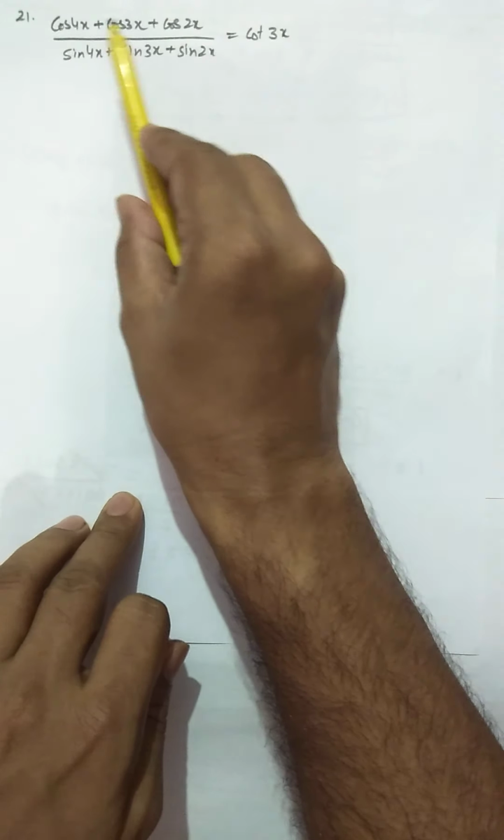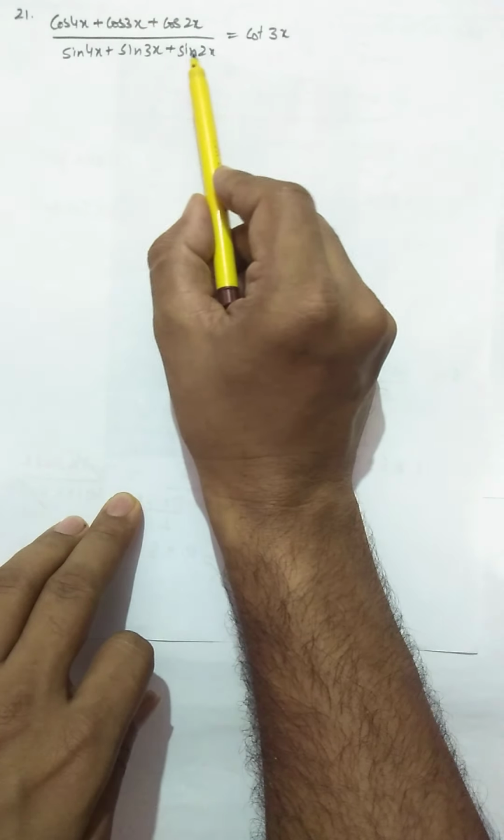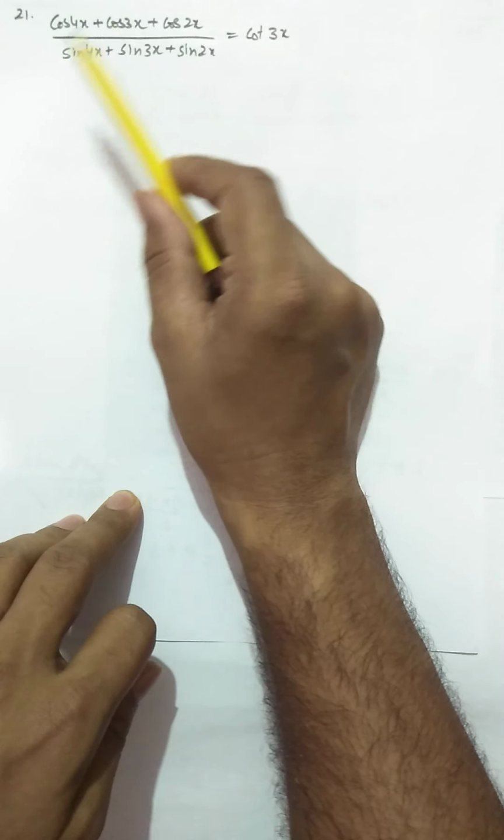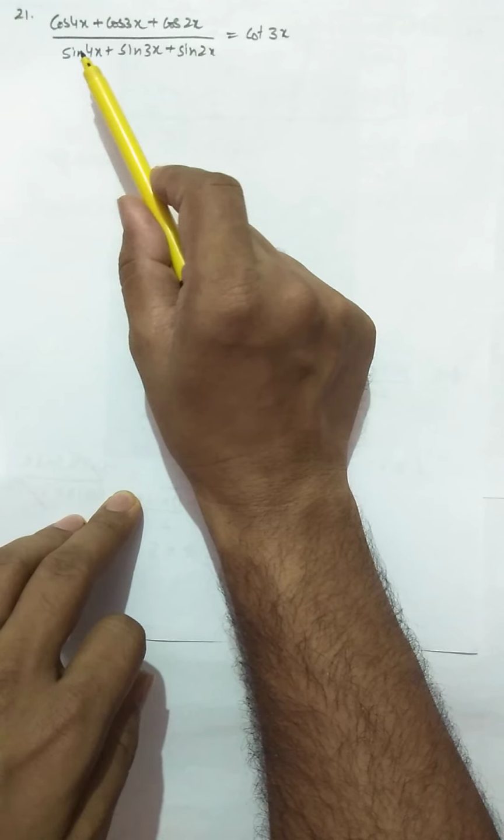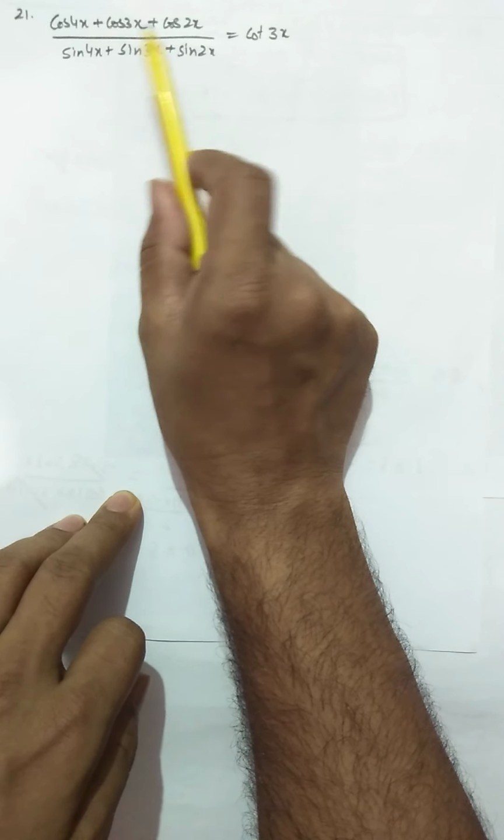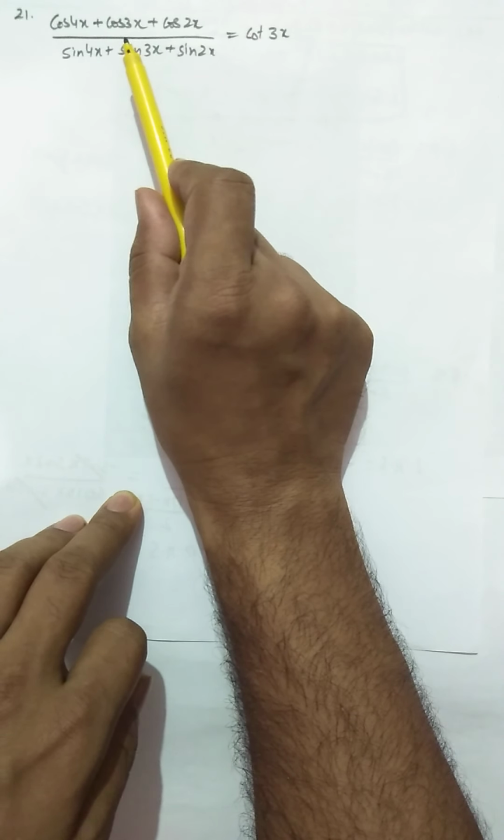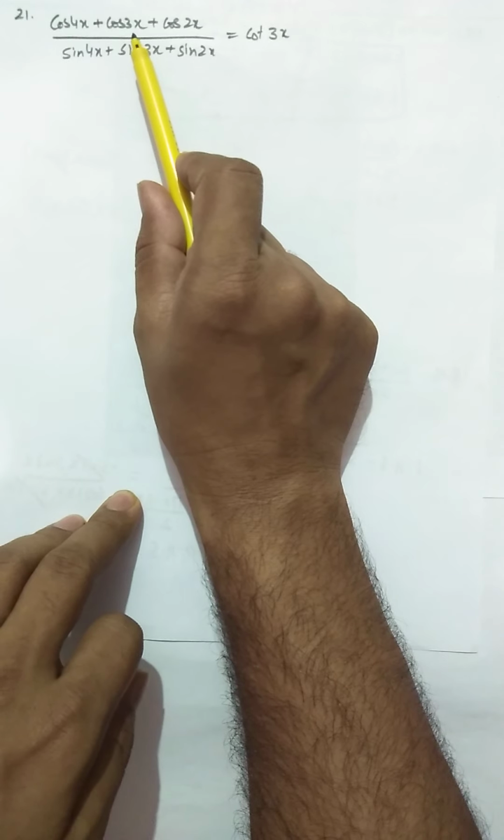Now let's discuss question number 21: (cos 4x + cos 3x + cos 2x) upon (sin 4x + sin 3x + sin 2x). I told you earlier also, whenever you get three terms or more than three terms in sine and cos, then you make pairs, and the pairs should be made in such a way that the half-sum is common with the remaining term.